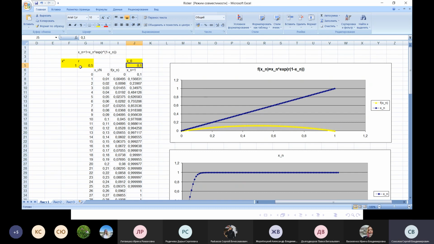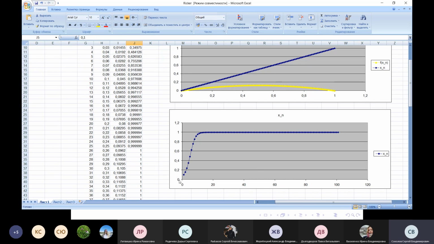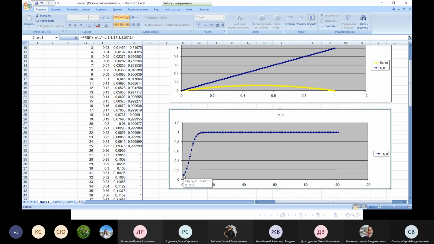What happens to our equation? It is the solution. We see that we start close to 0. It is the first, the second, and so on. So we see that in 10 steps, the solution becomes very close to 1. And then it remains close to 1.